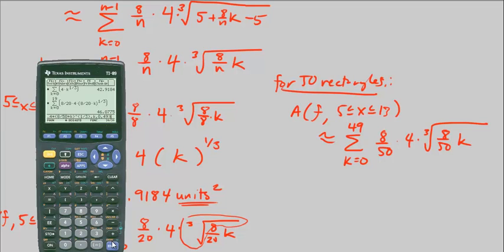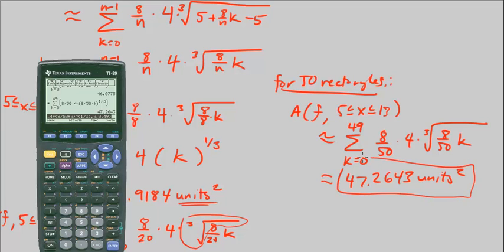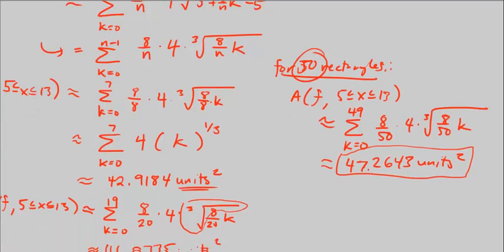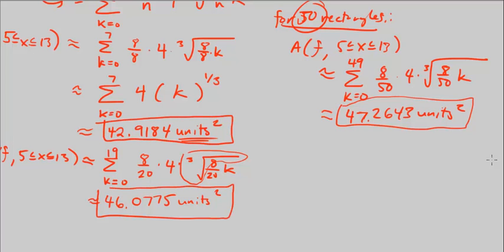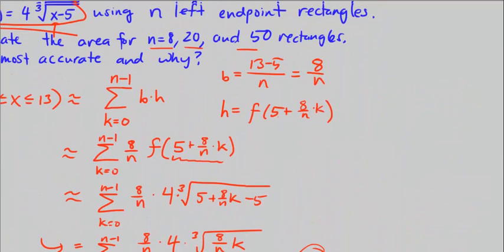Right, I'm going to get the approximate value, and that is approximately 47.2643, again, units squared, because we're looking at the area. Okay, so here is my approximate area when we have 50 rectangles. Let me put away the calculator. Here it is when we had 20 rectangles, and here it is when we had 8 rectangles. Okay? Let's go back to the question.